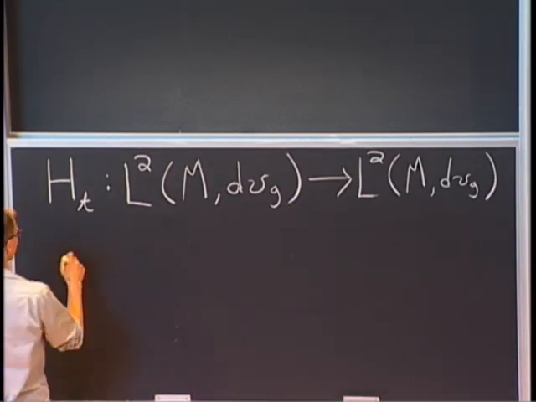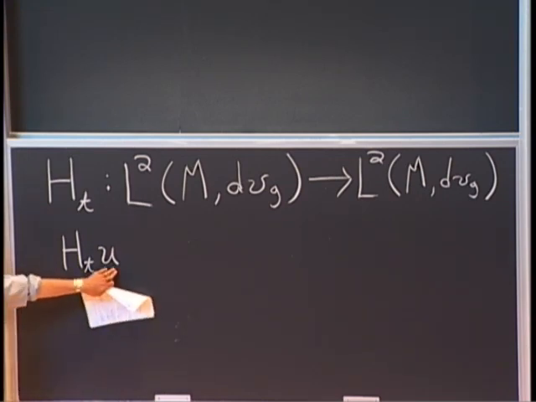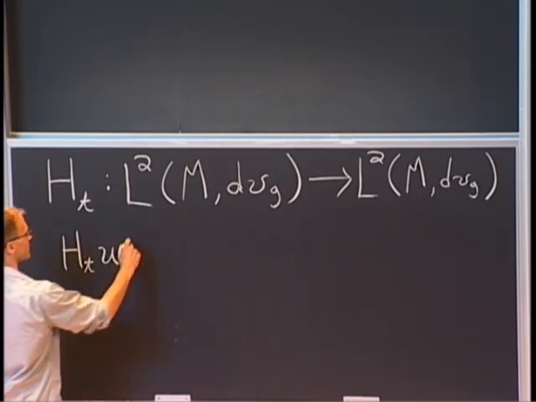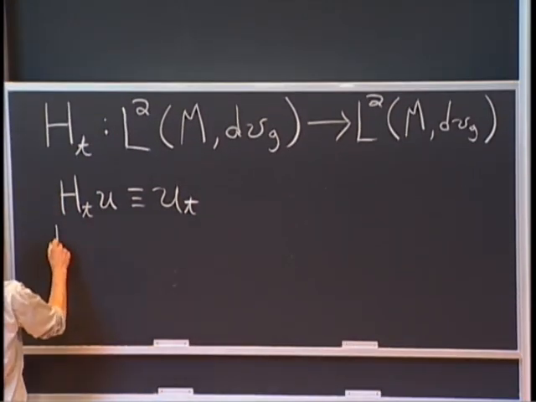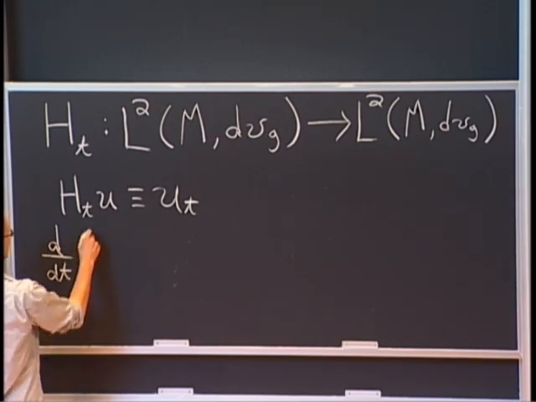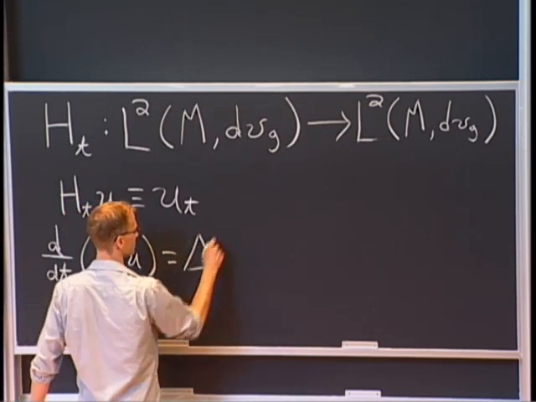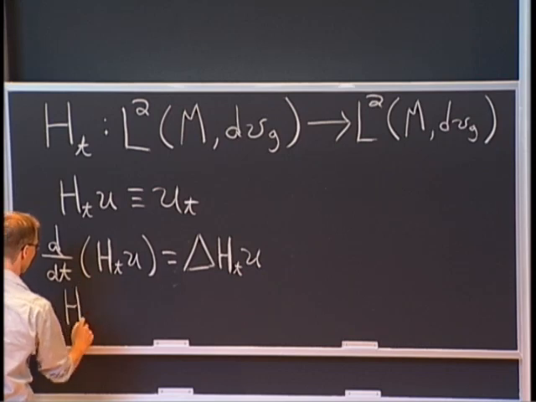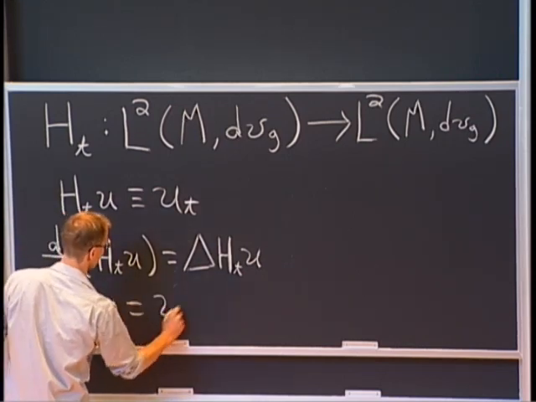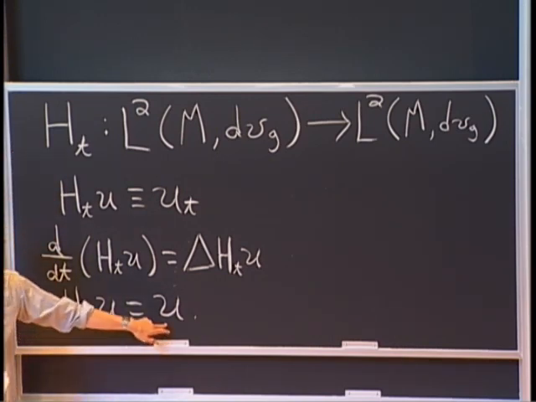And the point is that HTU is a one-parameter family of functions. If you're in Euclidean space, you would probably just write this. It's defined by the property that d/dt of HTU is equal to the Laplacian of HTU, and H0u is equal to u. So it's simply the solution of the heat flow starting at time 0 at u. And we flow it. That's all.